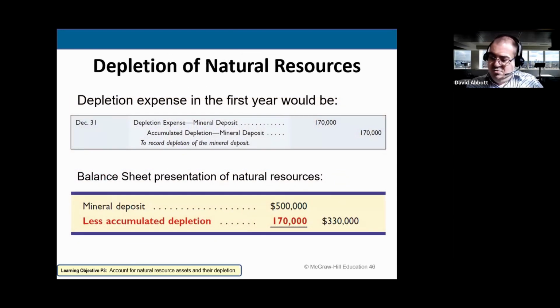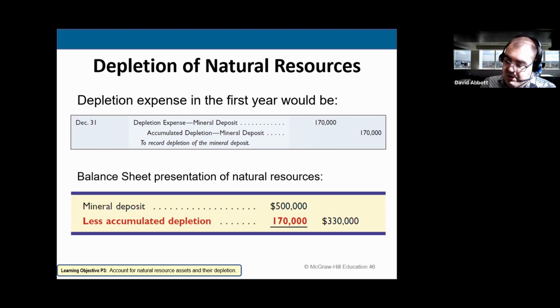The depletion of natural resources. Now, if a company extracts and sells 85,000 tons during the year, depletion expense will be $170,000. And so you figure that out by taking the 85,000 tons and multiplying by $2 a ton. The journal entry to record depletion is to debit depletion expense, mineral deposit, of $170,000 and to credit accumulated depletion, mineral deposit, for the same amount.